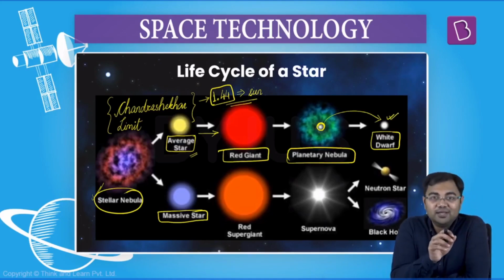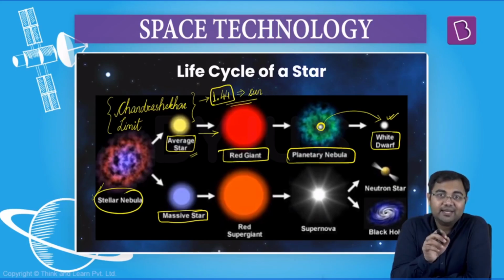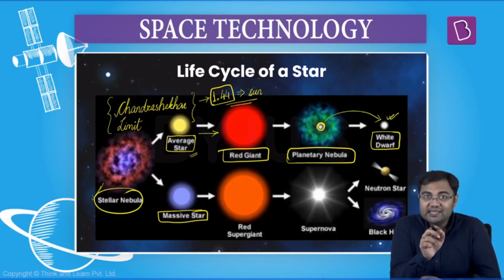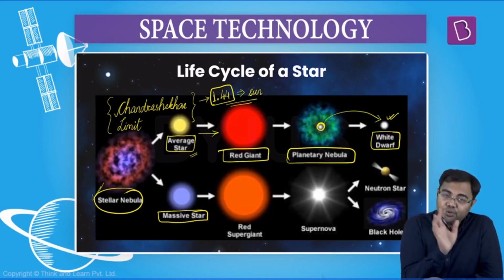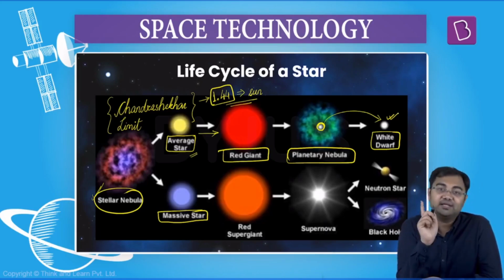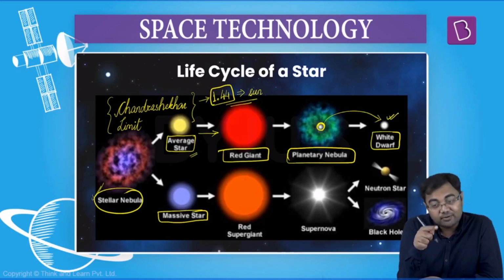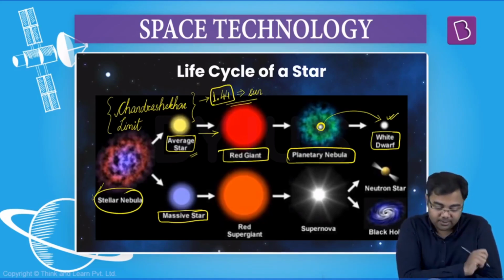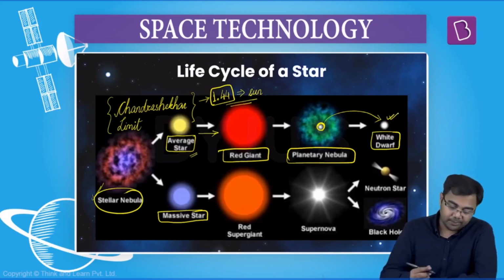So if the statement in your prelims examination says that when our sun dies, it will convert into a white dwarf, then this could be a correct statement. But if it says that it will convert into a black hole, wrong statement. So what will convert into a black hole?